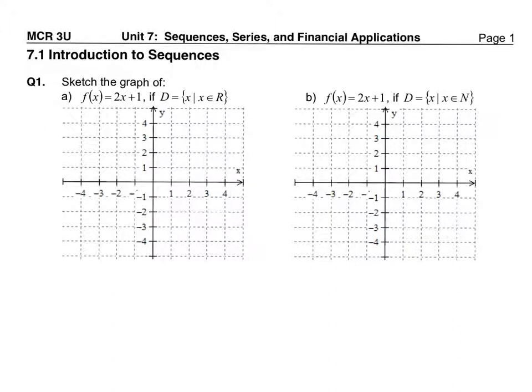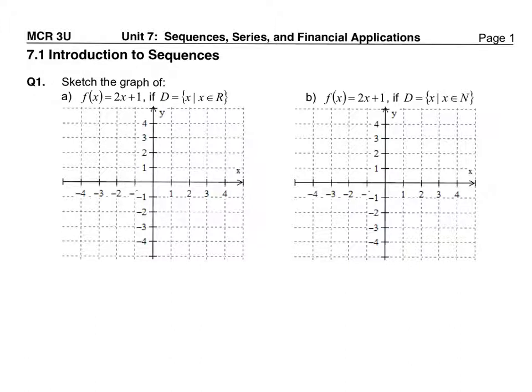We're beginning our unit on sequences and series, and today is just an introduction to sequences. So I'm starting with question 1, sketching the graph of f(x) = 2x + 1, and that we should know from our grade 9 work. That is degree 1, and it will be a line, and we know that that line has a slope of 2 and a y-intercept of 1.